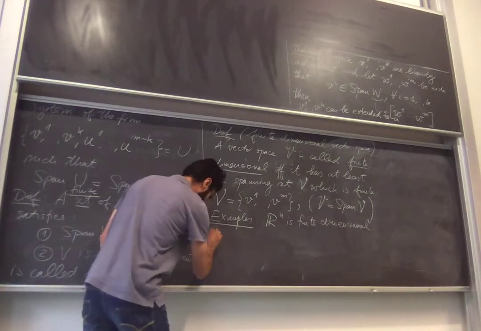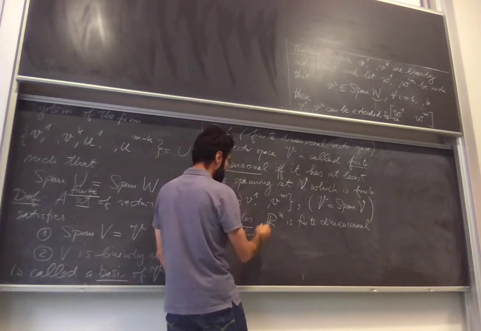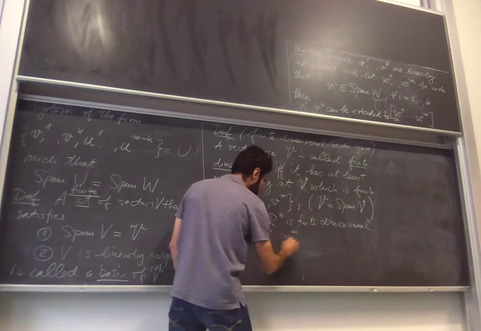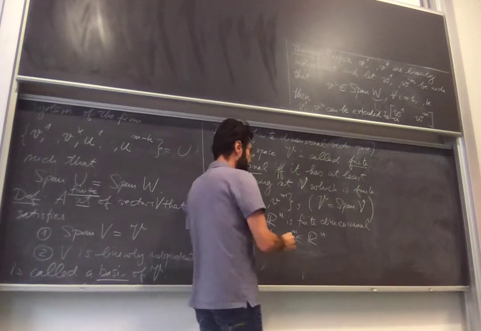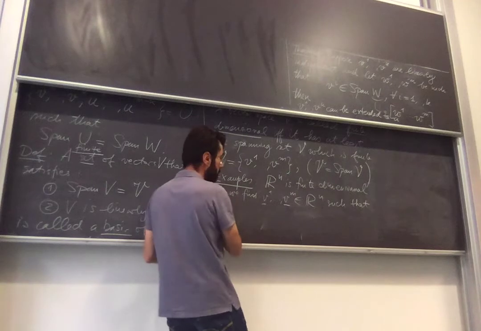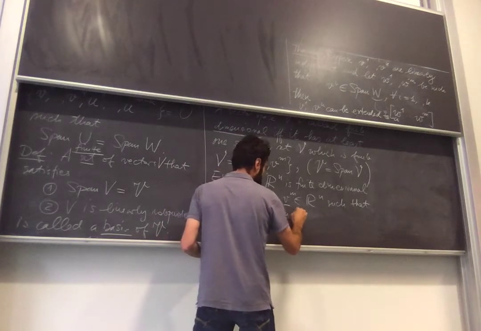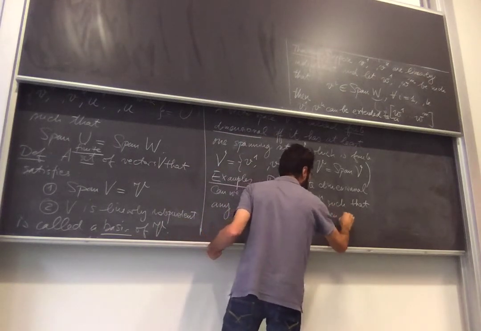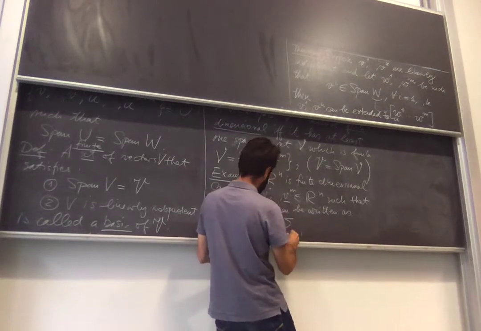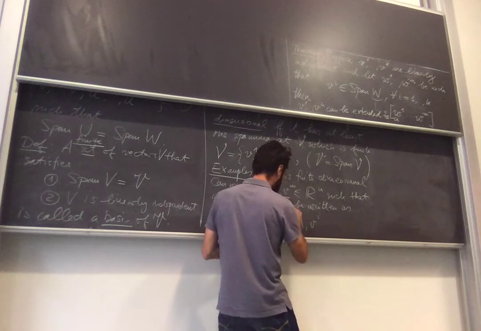So can we find vectors, let's call them v1, ..., vn, such that any v in Rn can be written as a combination of some coefficients, let's call them lambda_i, times v_i, where i goes from 1 to m.